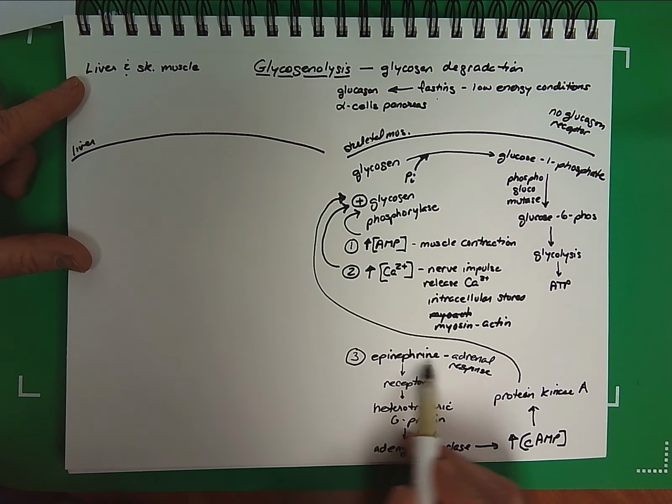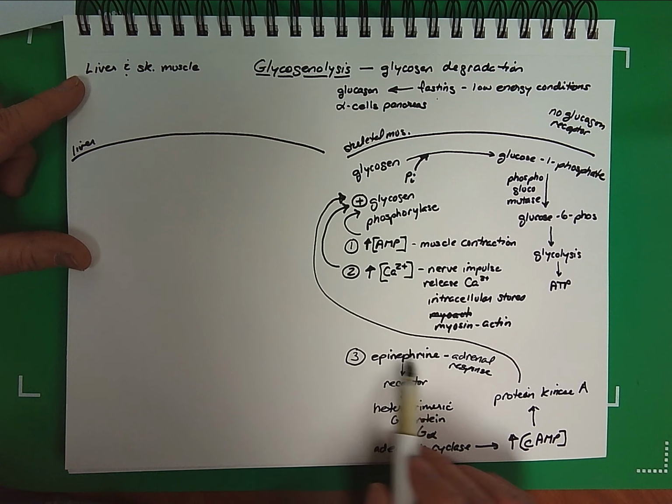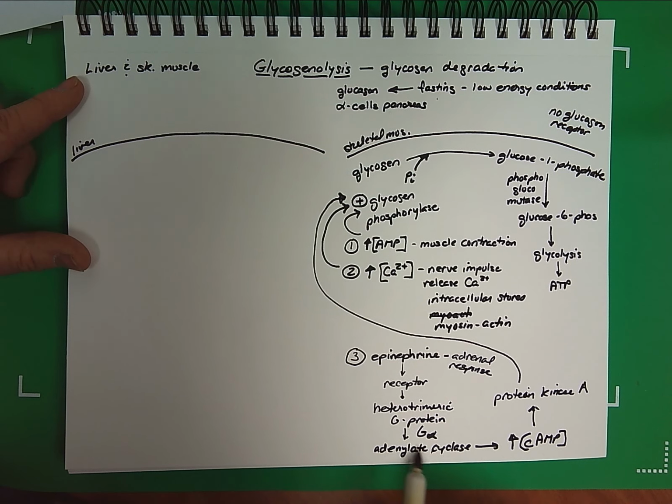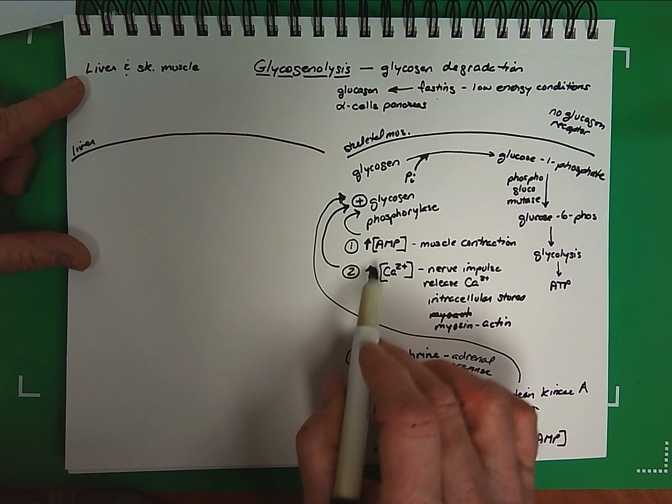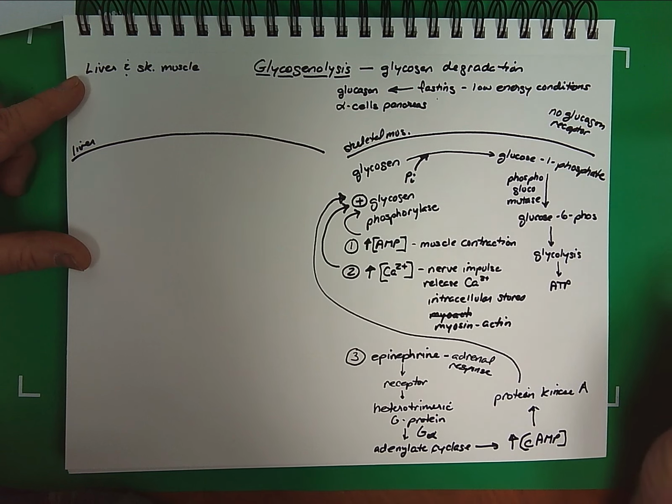So this is going to be involved if we are in a fight or flight reaction. Under these conditions, we want to maximally turn on glycogen phosphorylase. The signal of epinephrine going through the cyclic AMP pathway is going to be additive on the normal pathway. So now we get full activation of glycogen phosphorylase.